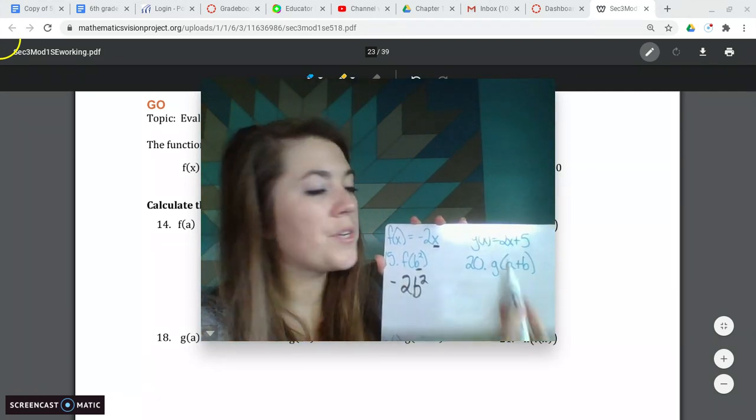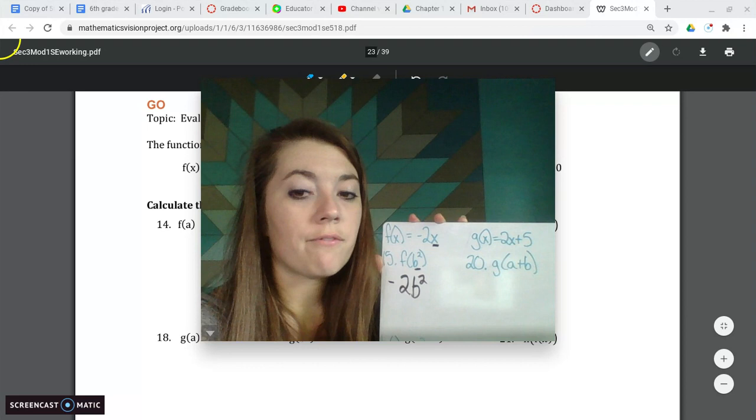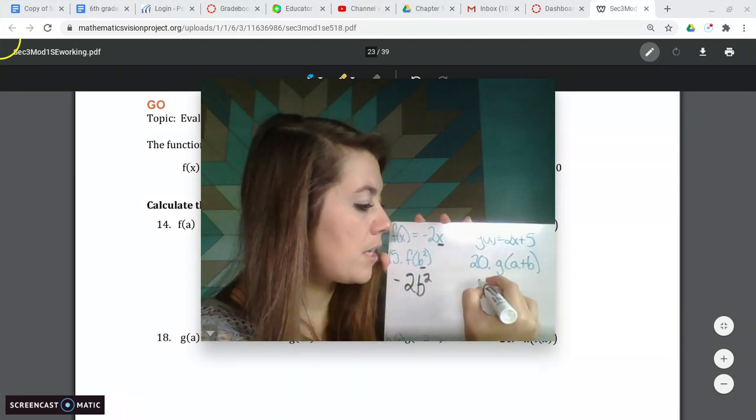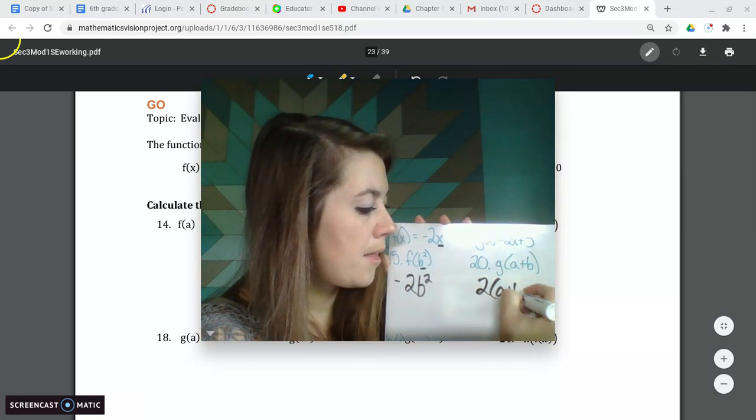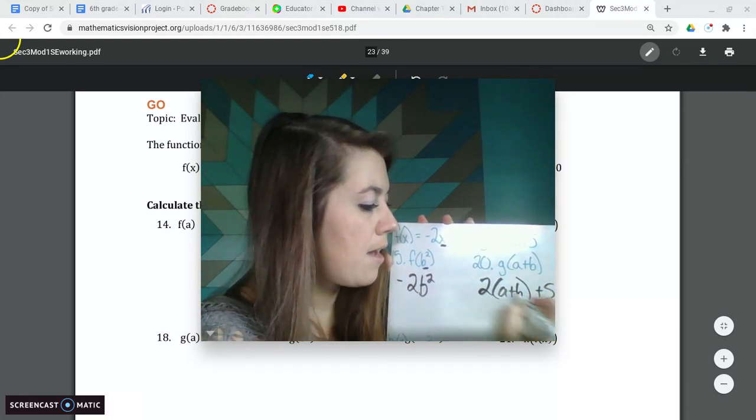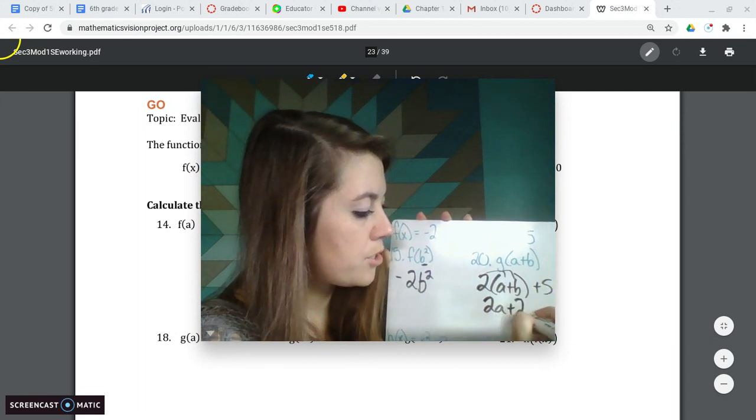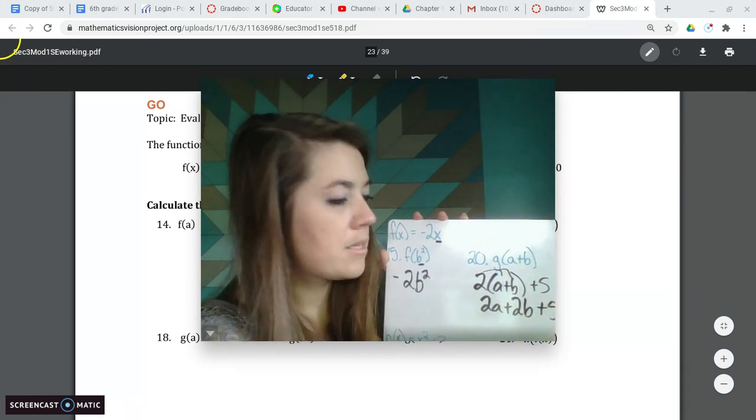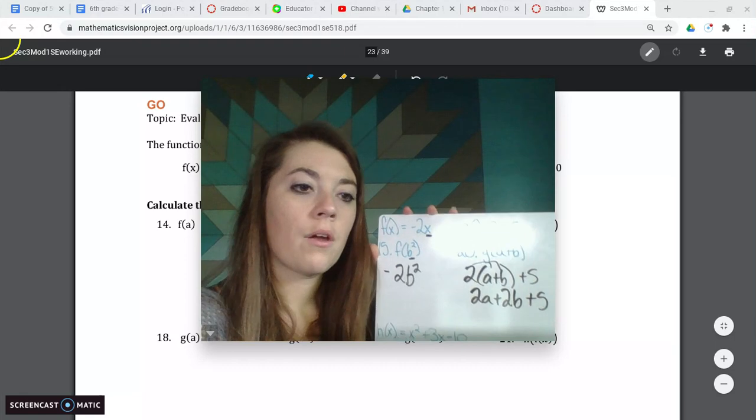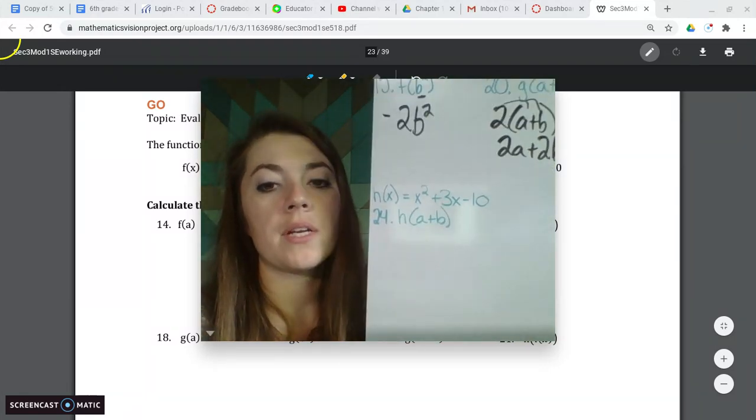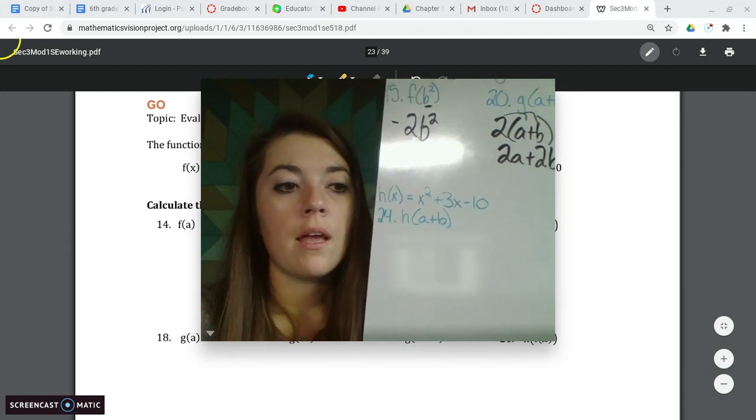Number 20 is the next one we're doing. It's a g of x one. So we have g of a plus b, and we're plugging into the 2x plus 5. So we're going to have 2 parentheses a plus b plus 5. Now we have to distribute the 2, so we have 2a plus 2b plus 5 for our answer.